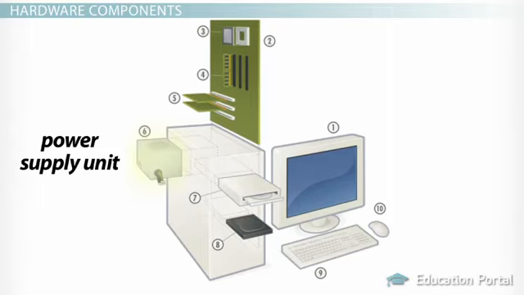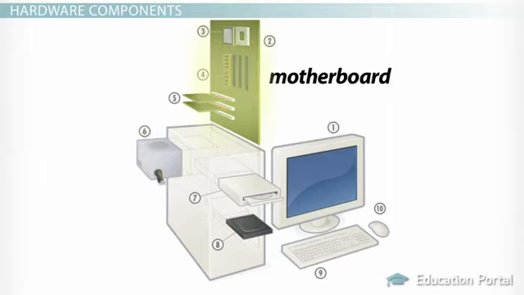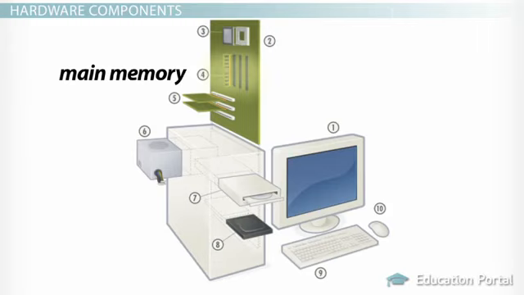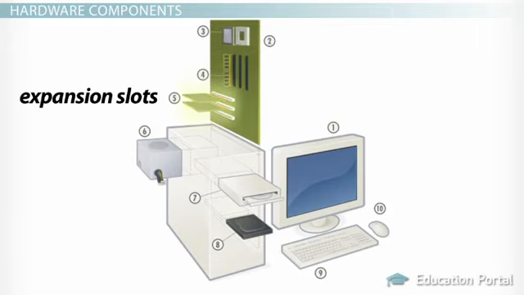the other components. The most critical component is the motherboard, number 2, a plastic board on which several essential components are mounted. This includes the central processing unit, or CPU, number 3, the main memory, number 4, and expansion slots, number 5, for other hardware components.